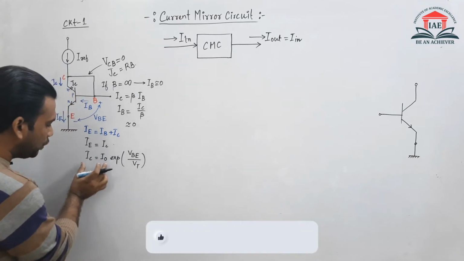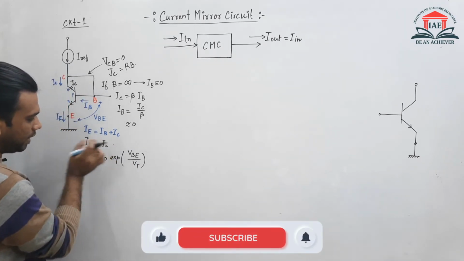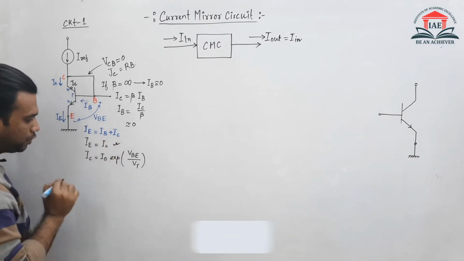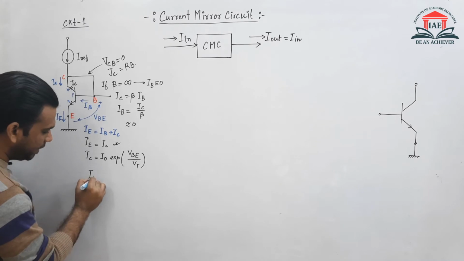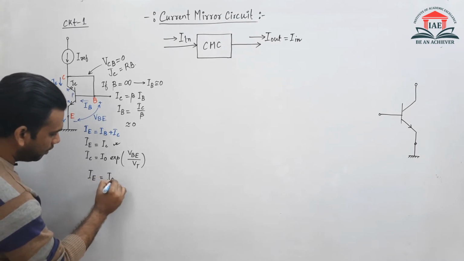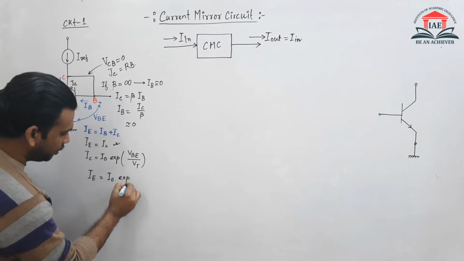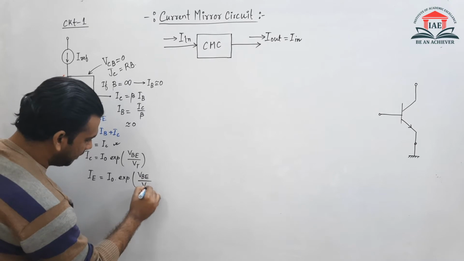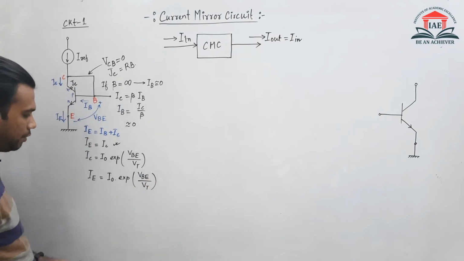So if I put this equation in this place, what will be the value? So I will put IC in this equation. It can be written as I equals I0 into exponential VBE divided by VT. This will be the equation.